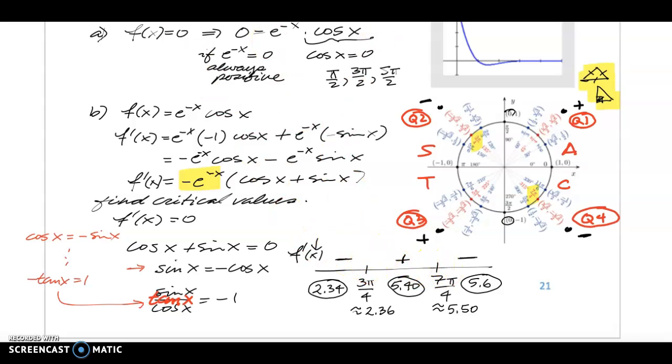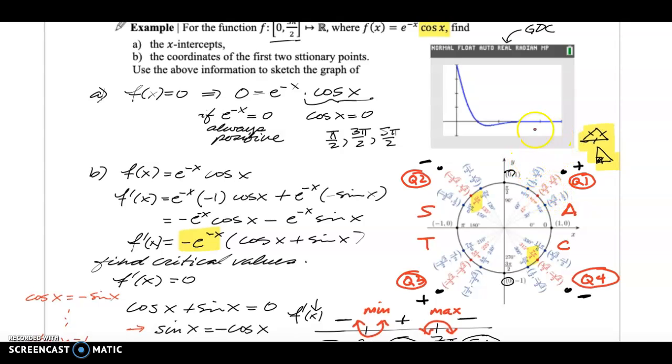This then becomes a happy face. This one is a sad face. So you know that this is your min and this is your max, right? So there you go. We already found it just using the first derivative test.